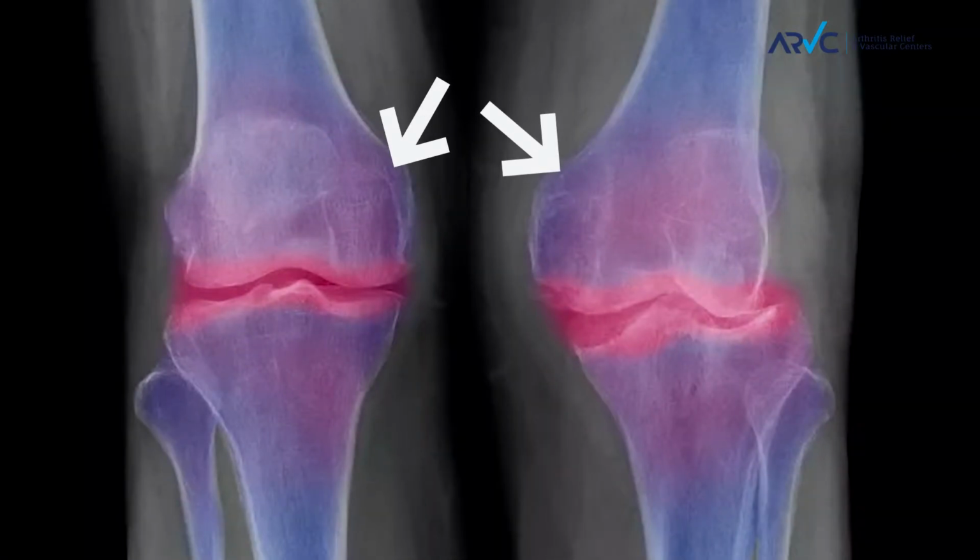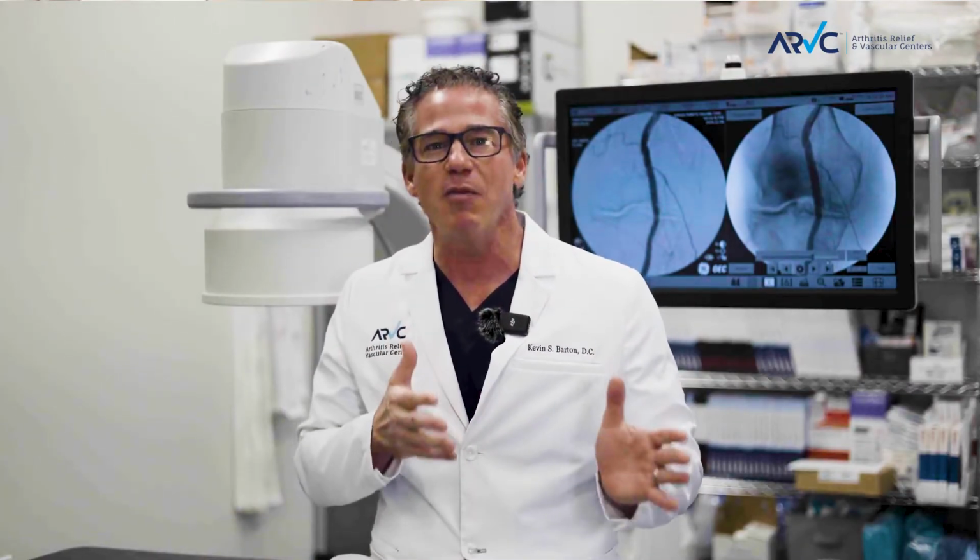Bone spurs are those little tiny growths on the end of the bone that reduce your range of motion and create more friction and damage and reduce the overall function of your knee. Here's this new word that we're going to talk about. This is what you've probably never been taught.